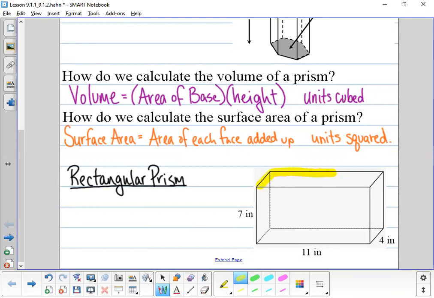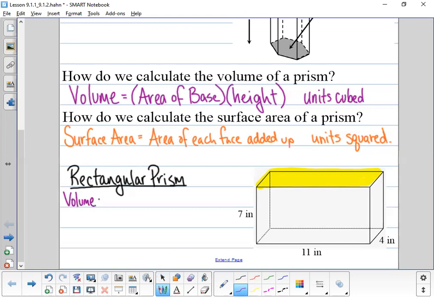Remember the base, there's 2. In this case, it's what I would call the top and the bottom of this shape. So that, what I just highlighted in yellow, will be my base. So it has a length of 11 and a width of 4. So that's what I'm going to use to calculate the volume. So let's start by calculating the volume.